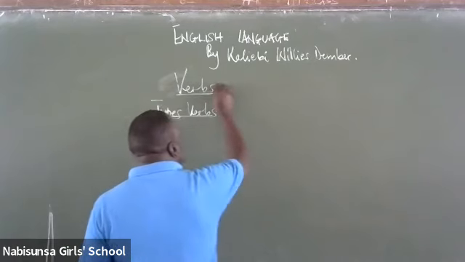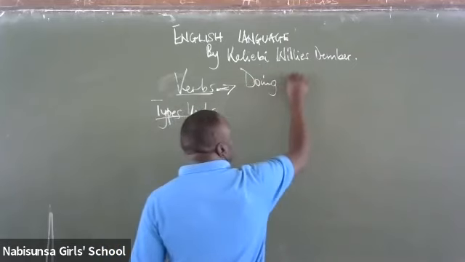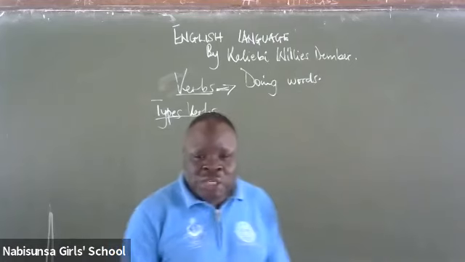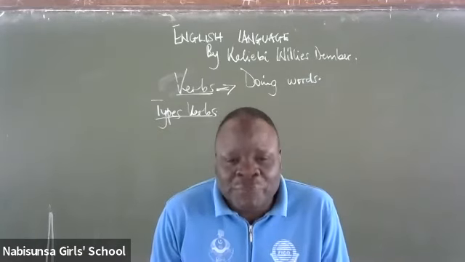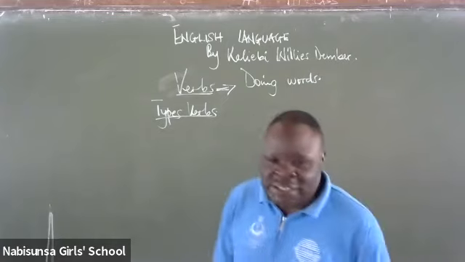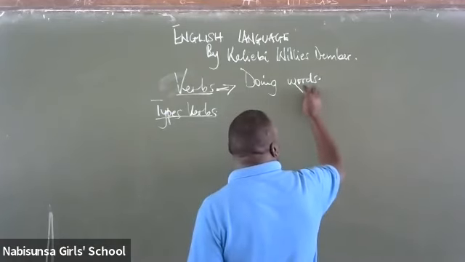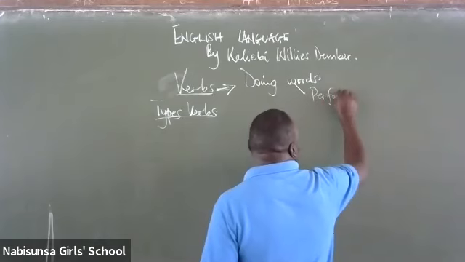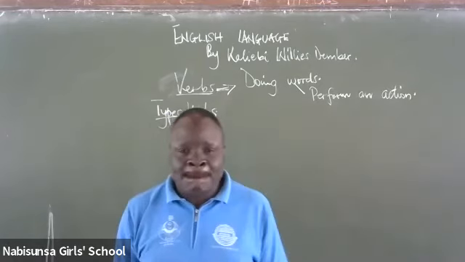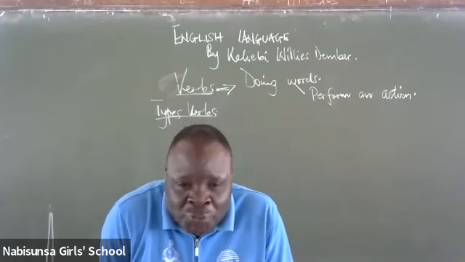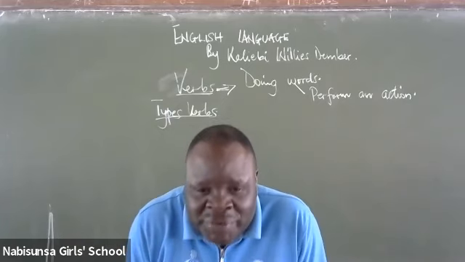So when we look at verbs, we normally say that they are doing words. They do something. And therefore, when we are defining what a verb is, we normally say verbs are words that perform an action. Is that very clear? So the words that perform an action are called verbs. I hope that one you get very well.